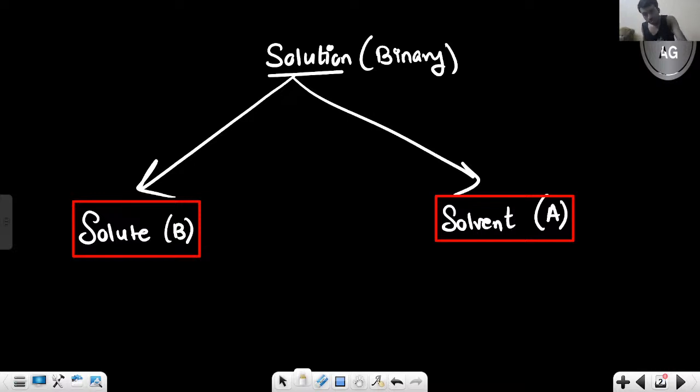Okay. So why have I written binary solution? Binary solution means a solution which comprises only 2 types of substance, that is, one will be the solute and the other will be the solvent. This type of solution we call a binary solution. There can be different types of solutions, tertiary, quaternary, but we are not going to discuss those in this chapter. We are going to discuss only binary solutions, having solute, which I will represent as B, and solvent A.